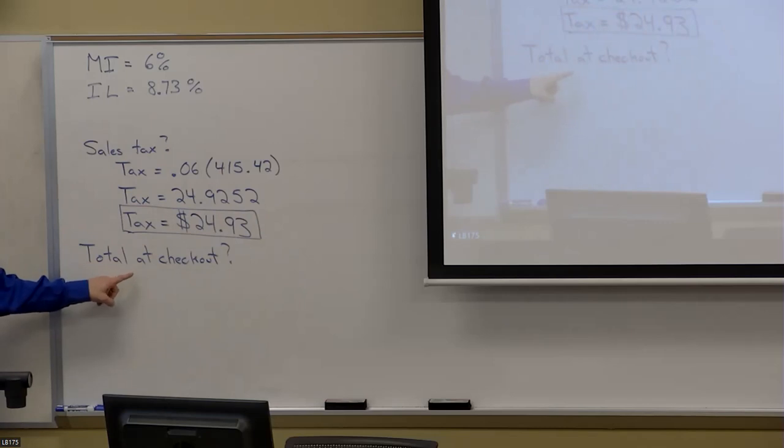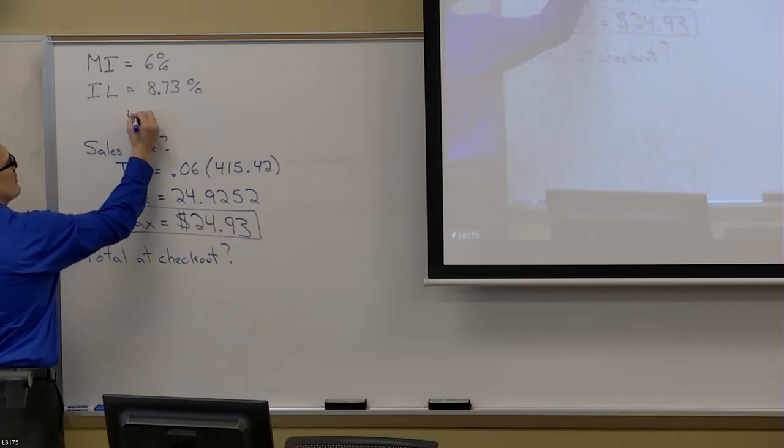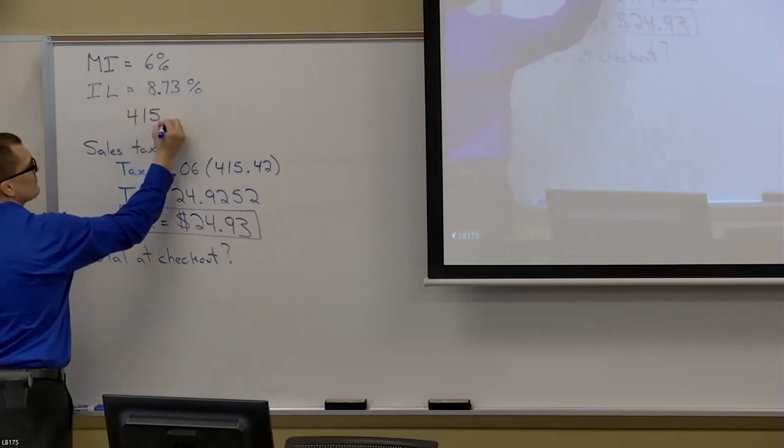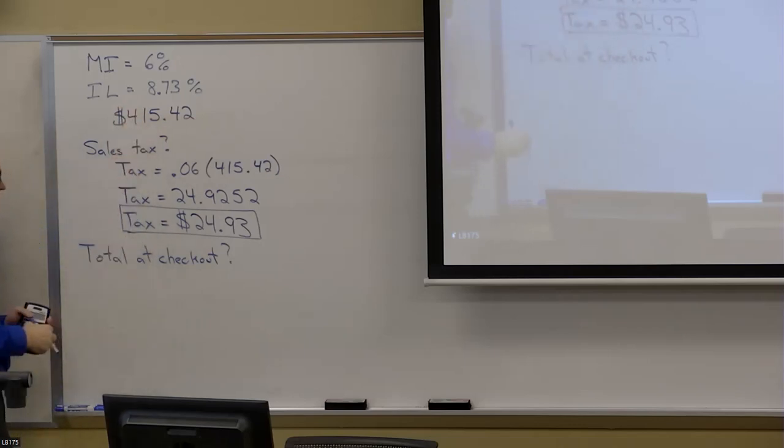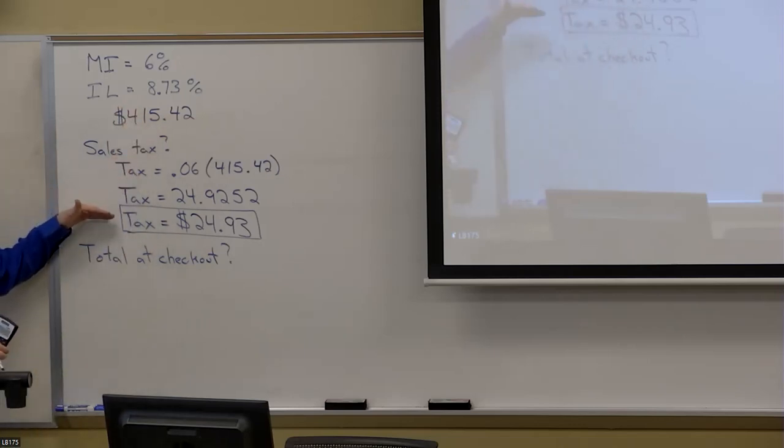Now I want to do this one. What's the total price at checkout? But I'm going to do it probably a different way than you're thinking. After you calculate the tax, you say, well, the original price was $415.42, and we've calculated the tax, so let's just add $415.42 to $24.93. That'd be perfectly fine to do.